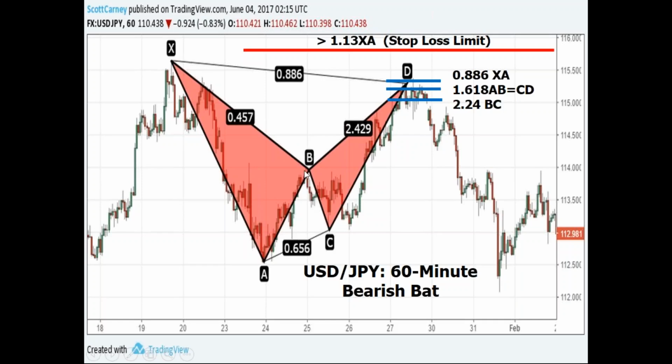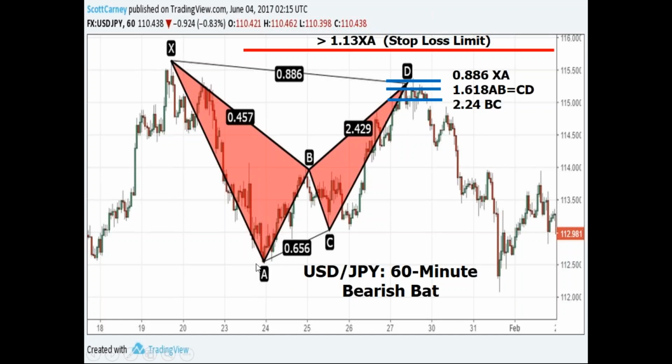That sets up our other measures. Most notably, we look at that 886. That's a deeper retracement, almost coming back all the way to the starting point. And in this case, we're utilizing an extended 1.618 ABCD.